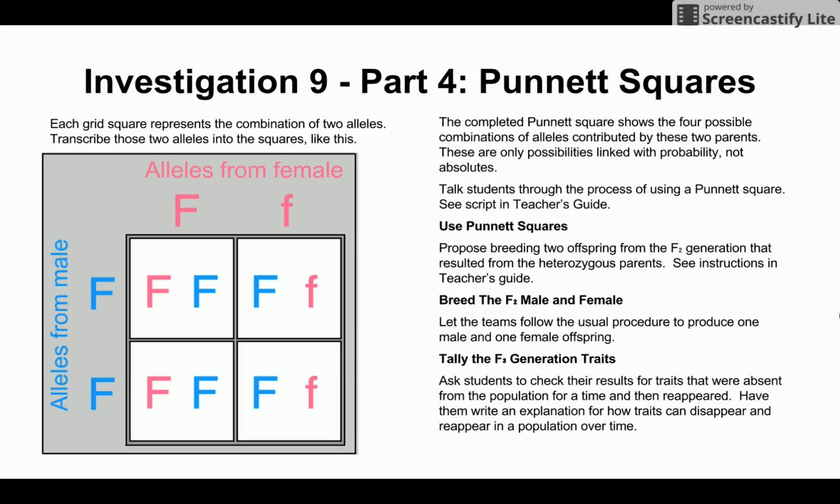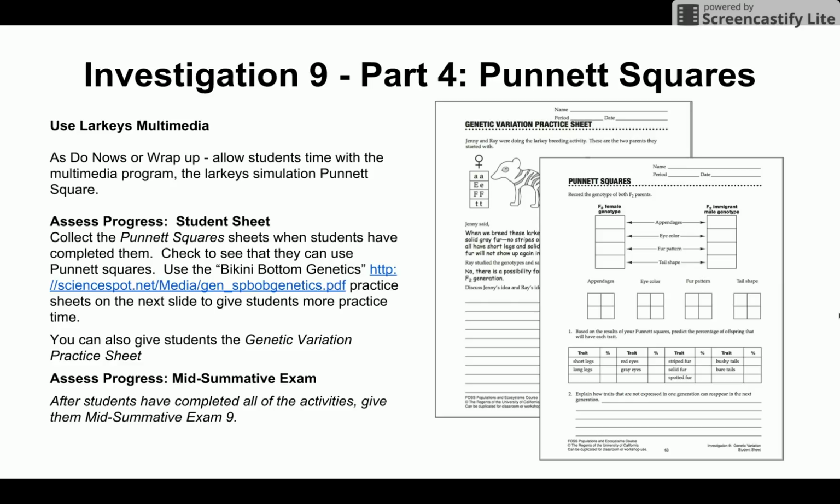Talk students through the process of using a Punnett square. See the script in the teacher's guide. Have students spend more time working on Punnett squares in the multimedia section, as a do now or wrap-up. Assess student progress using the Punnett square sheet, also using the Genetic Variation practice sheet.